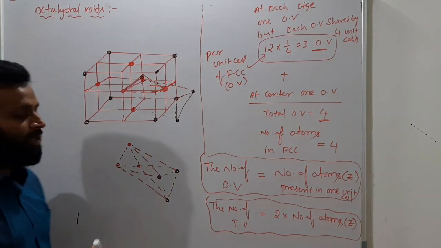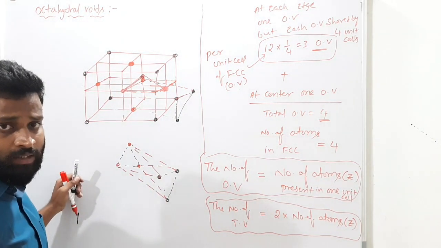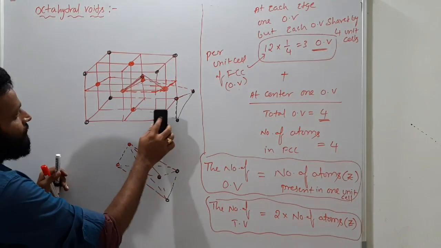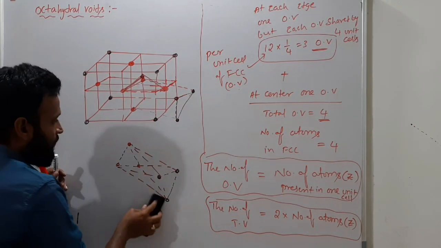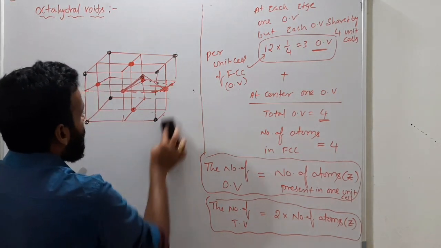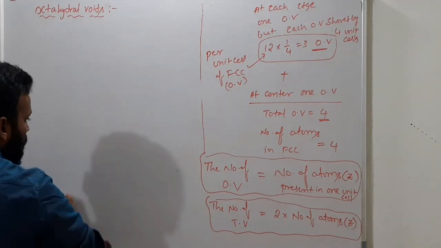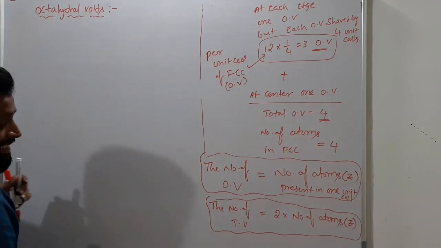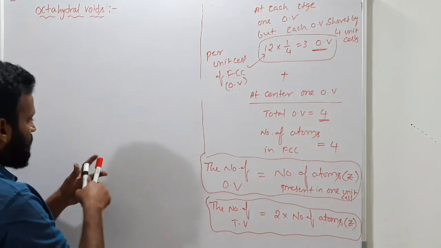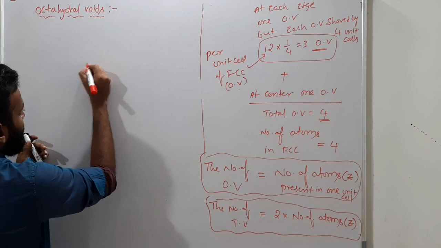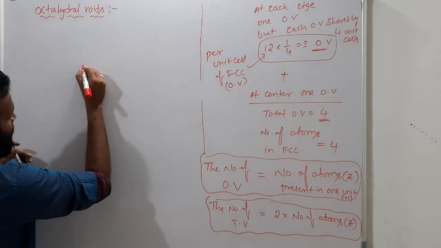So in that way, how many octahedral voids do you have? Total 4 octahedral voids. At every edge there will be 1 octahedral void. Okay, so there will be a total of 12 octahedral voids. 12 octahedral voids you are having at exactly each edge. So you have it very clearly like this: octahedral voids at every edge.